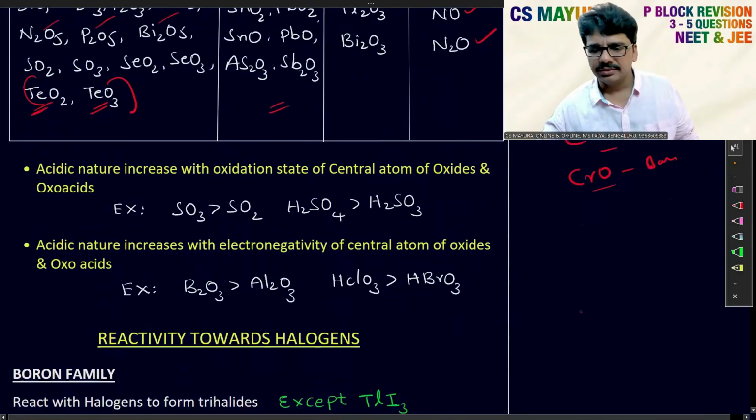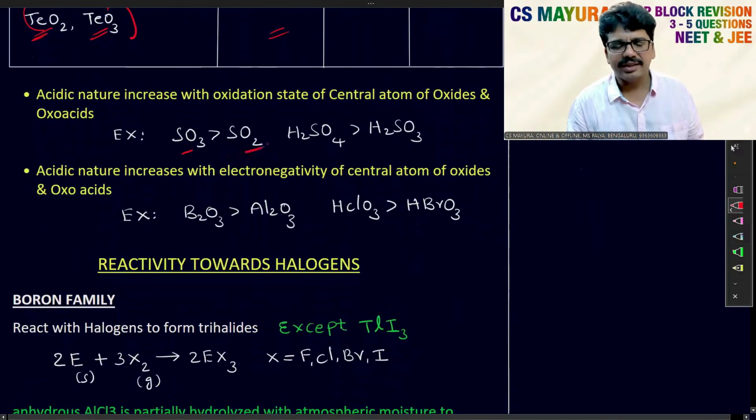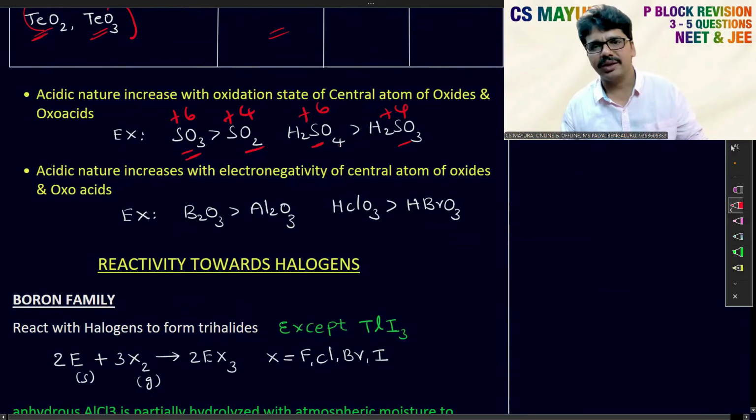Right. Next, another important point from oxides is in SO3 and SO2, which has more acidic nature. Simple. Based on oxidation state, this sulfur has +6, this sulfur has +4, +6 oxidation state is higher. So SO3 acidic character is more than SO2. In oxoacids also, in H2SO4 sulfur is +6, in H2SO3 sulfur is +4. So with +6 more acidic character. So sulfuric acid is more acidic than sulfurous acid. So this concept is followed for all other acids.